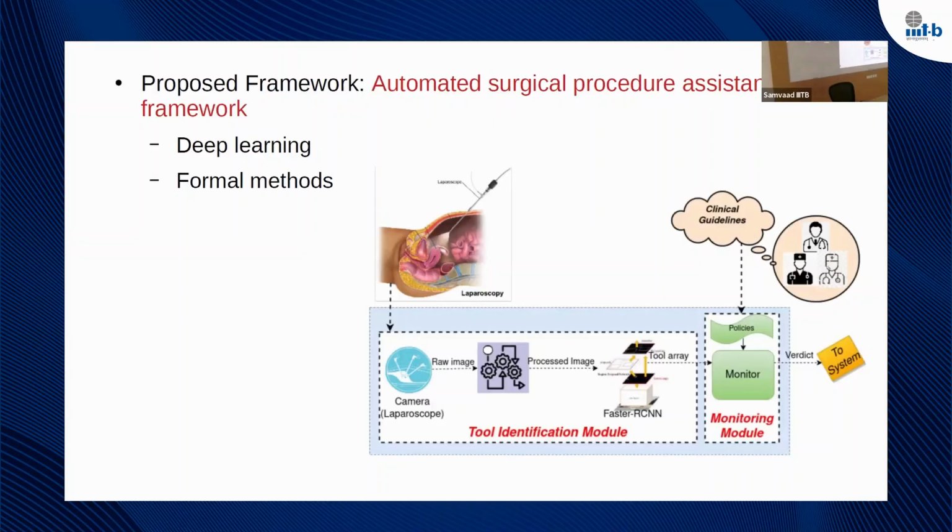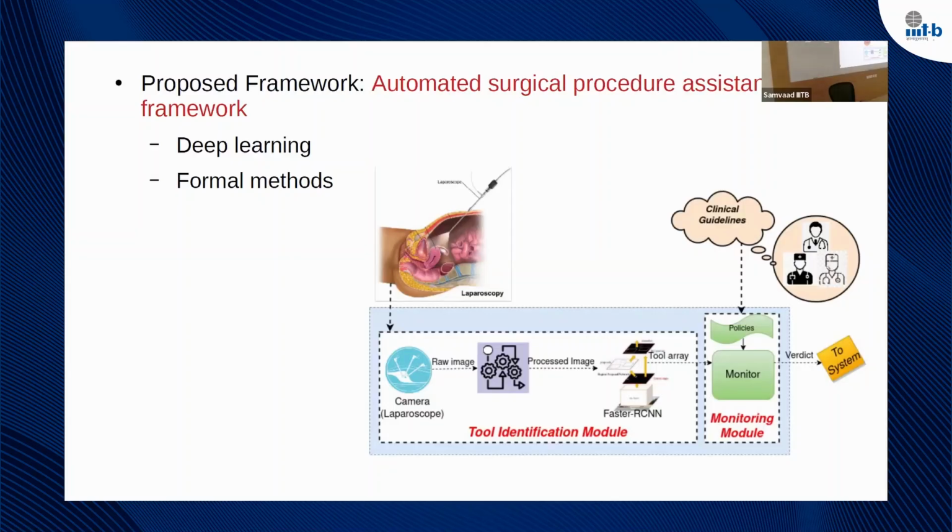The ML model is just used for identifying which tools were present in each frame, and their position localization was also done. So it will just give me an array which says that these particular tools are there, and that tool information was fed to the monitor.